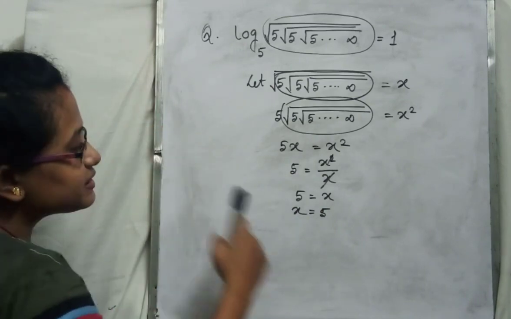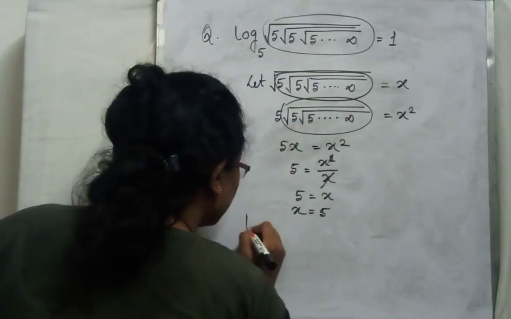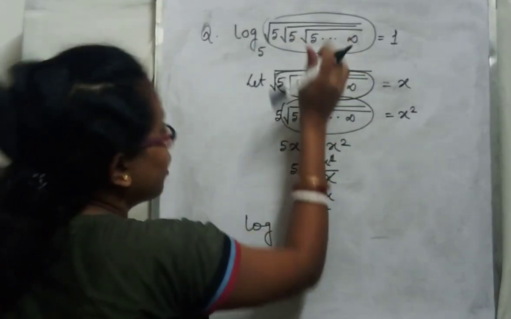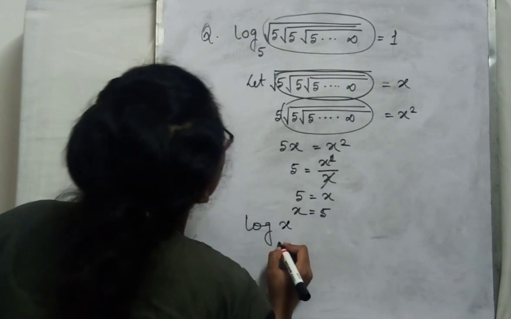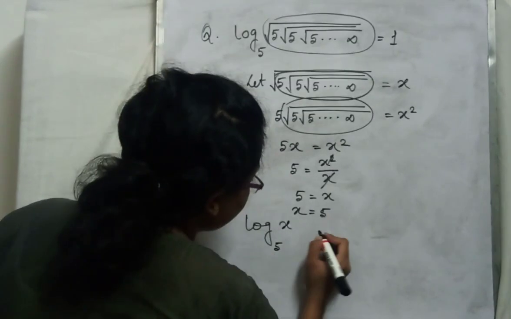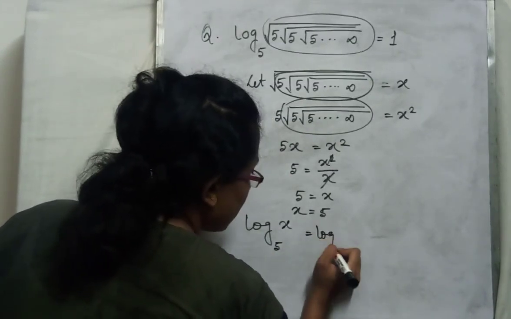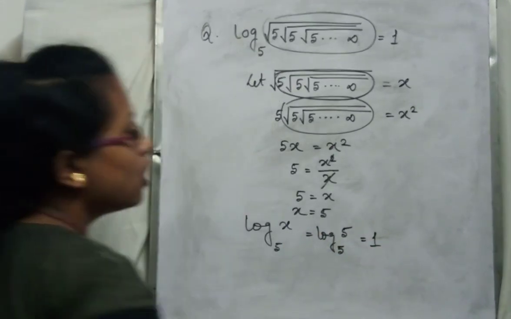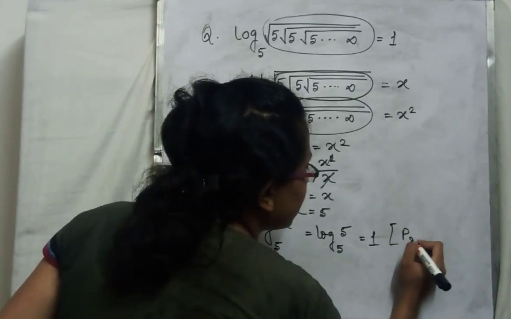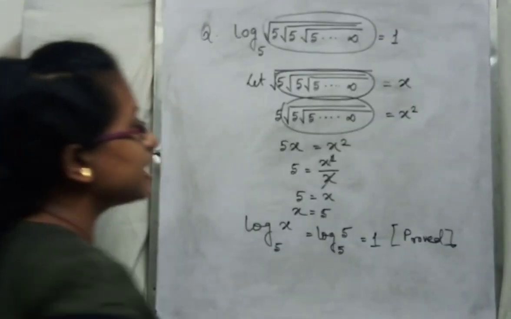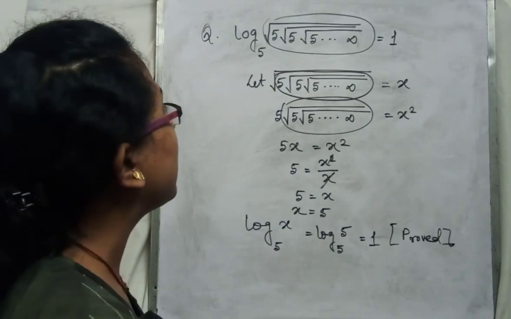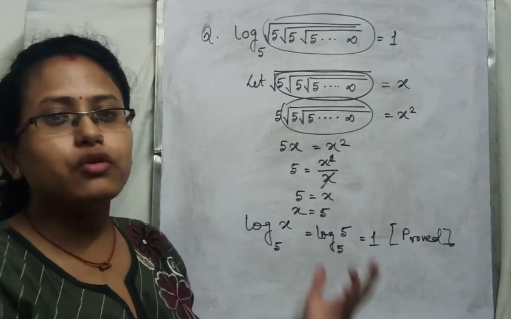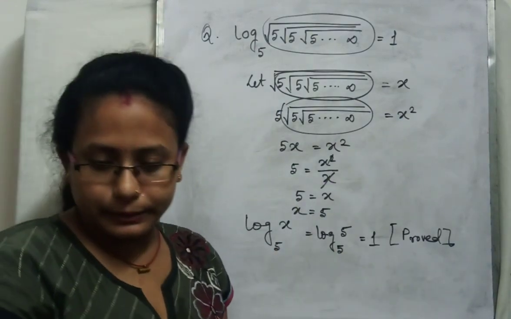Now we know x equal to 5, and using this value here we can write x as 5, and this base is 5, and this gives us 1. It is proved now. In the textbook, you can get this math by replacing 5 with various numbers. Okay, so this is how you have to do this type of math.